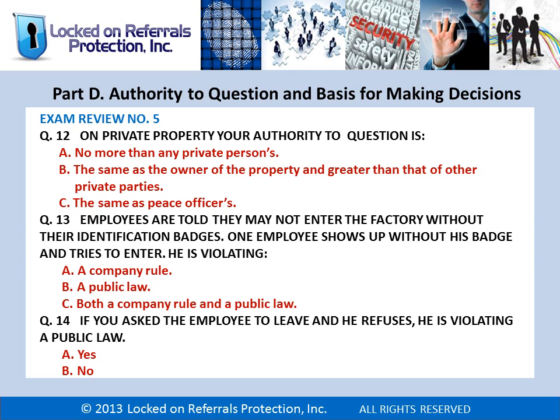Question 13. Employees are told they may not enter the factory without their identification badges. One employee shows up without his badge and tries to enter. He is violating A. a company rule, B. a public law, C. both a company rule and a public law. Again, multiple choice, choose the answer that's most correct and write down the letter beside that answer.